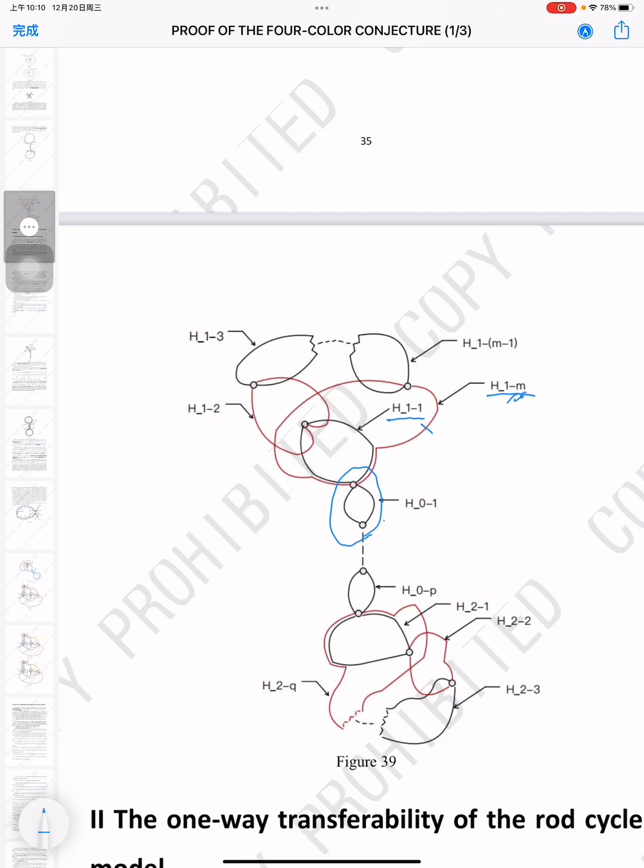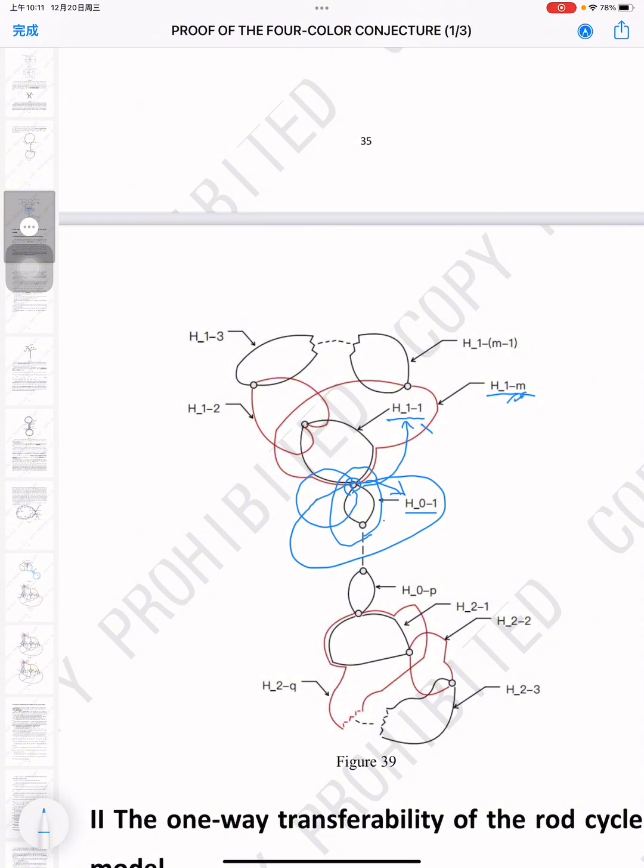So the real OD of H0-1 is the front OD of H1-1. Of course, there may be some other action rings that happen here, maybe here. Anyway, they all have at least one point of the composed points of the real OD of H0-1.